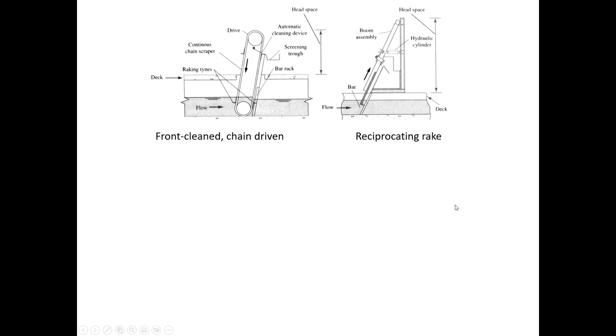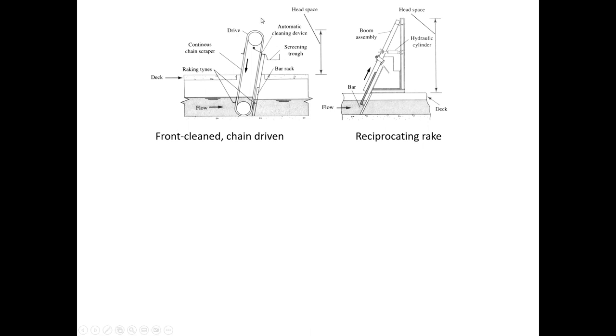So in sizing these, it's important to ensure that there's both enough capacity in the channel that the bar rack sits in, but also enough depth, capacity, and freeboard on top of the channel for any additional unexpected flows.